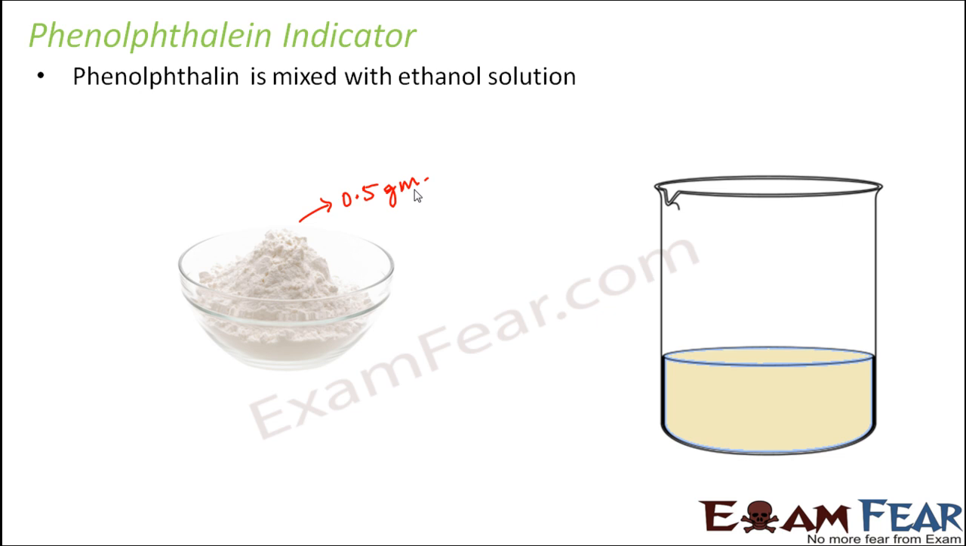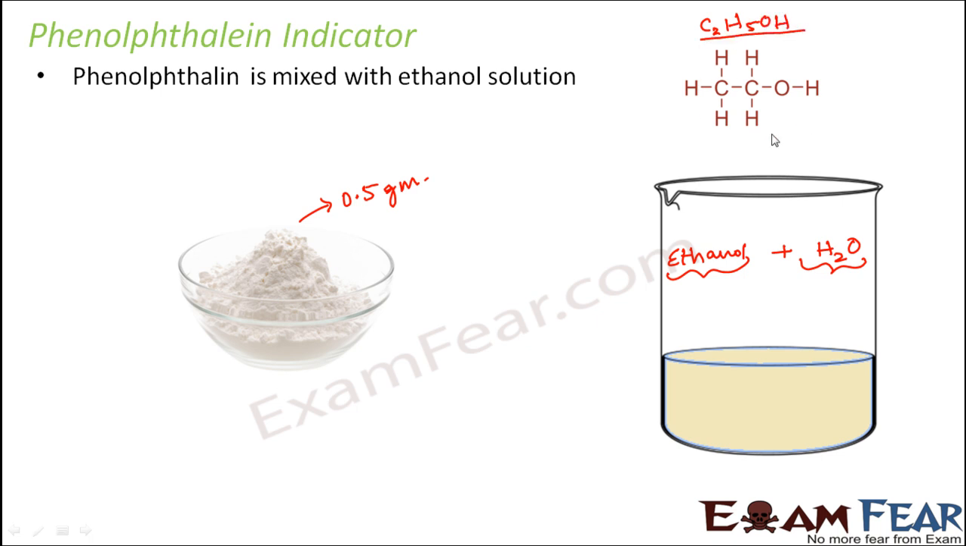Now what is ethanol solution? Ethanol solution is nothing but ethanol mixed with water. So it will have equal amount of ethanol and equal amount of water, 50% ethanol and 50% water. That forms the ethanol solution. What is ethanol? Ethanol is an alcohol, that is C2H5OH. So this is how the structure of ethanol looks like.